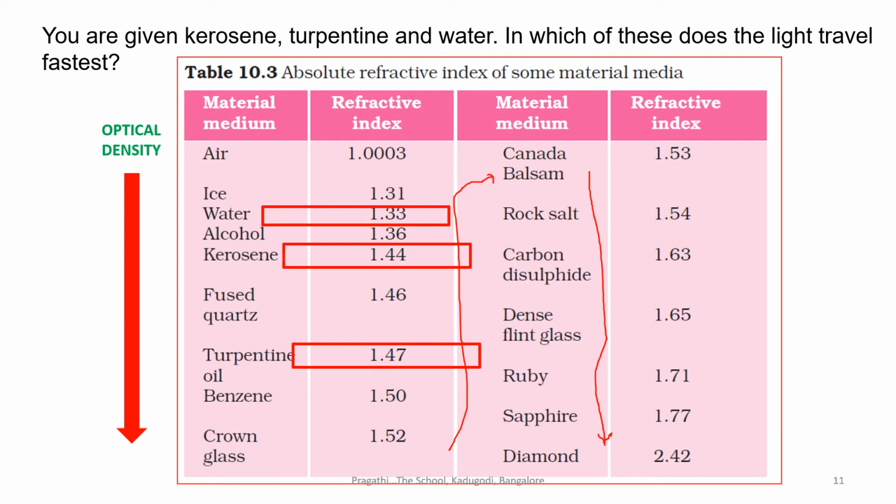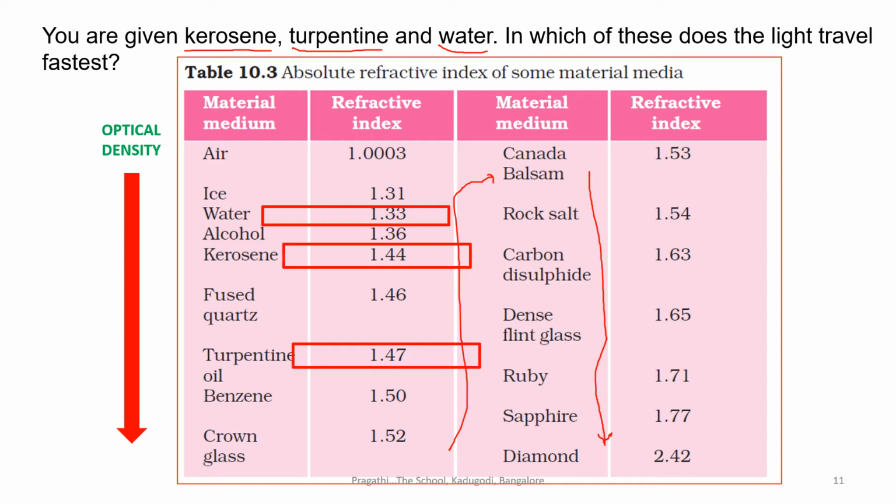See, there are three liquids given: kerosene, turpentine, and water. Out of these, they are asking us to find in which of them light travels fastest. Give the numbers 1, 2, 3.